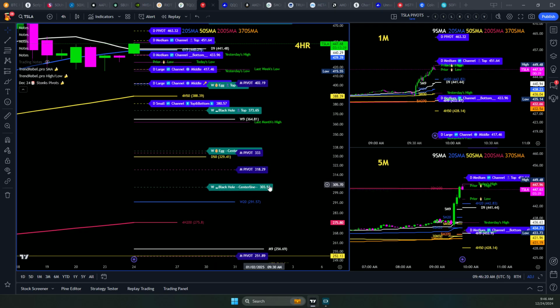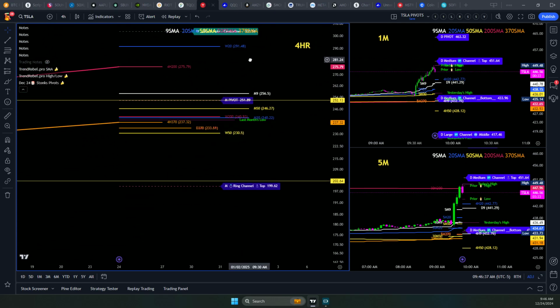And you can see this black hole center line is within striking range of the weekly 20 as well. Keep in mind, these structures are put in place long before these get here. And when this weekly 20 continues to rise, you will see that it will get closer to the center line and it'll be more important. Then we go down. Let's see if we have anything else here.